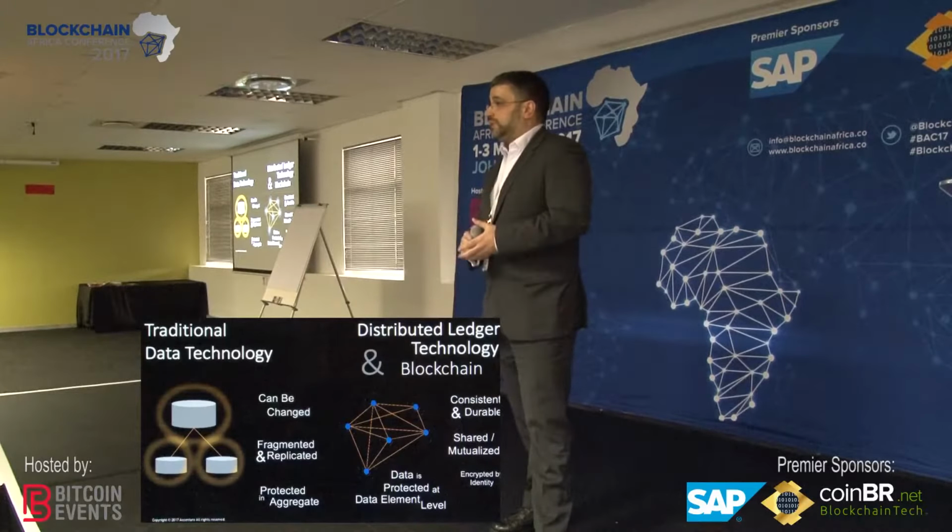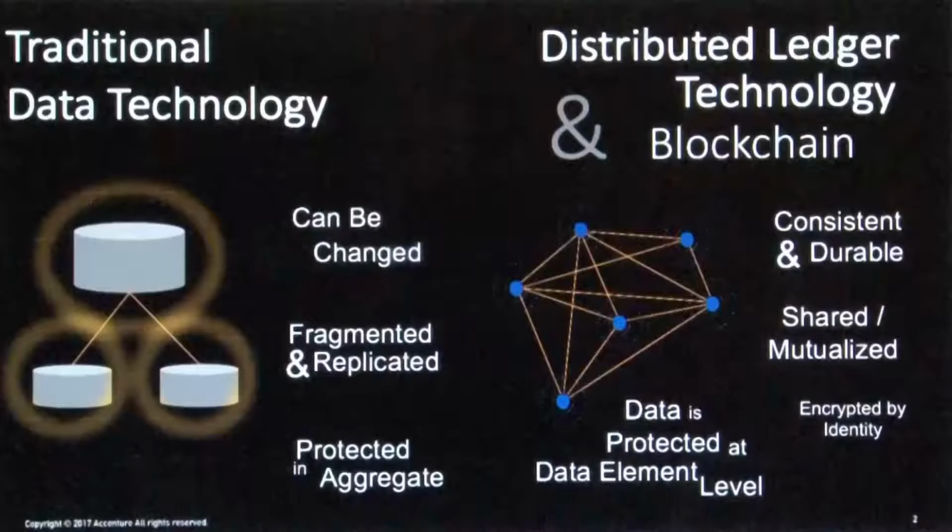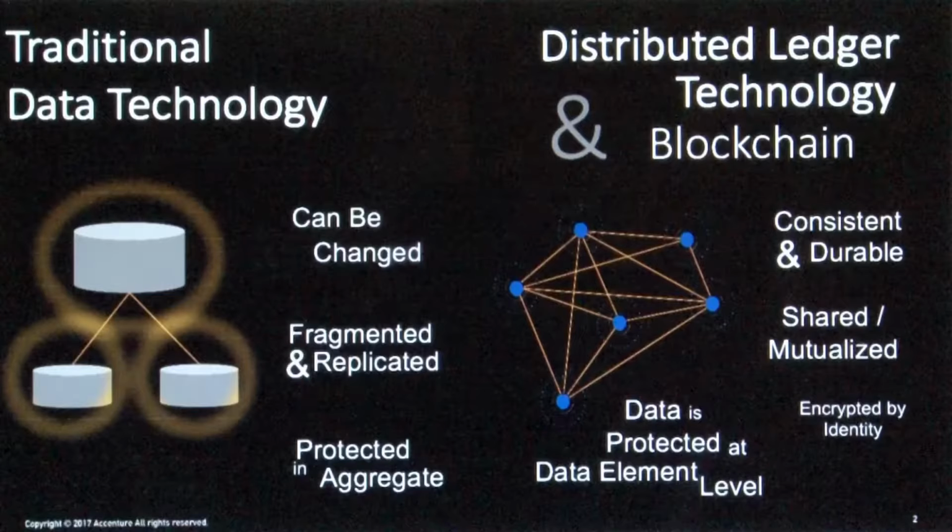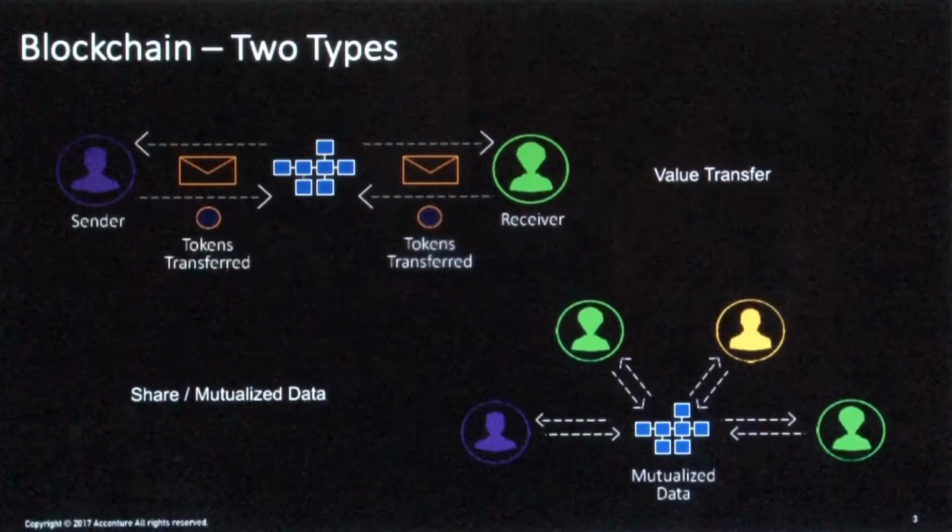You share the same data store, you mutualize the information, it's encrypted by identity. And every single field and every transaction is protected by that level of identity that you have there as well. So very different in terms of the kind of technologies that you roll out, and it's important to explain that to people as well. I'm not sure how much that comes out in many of the different presentations.